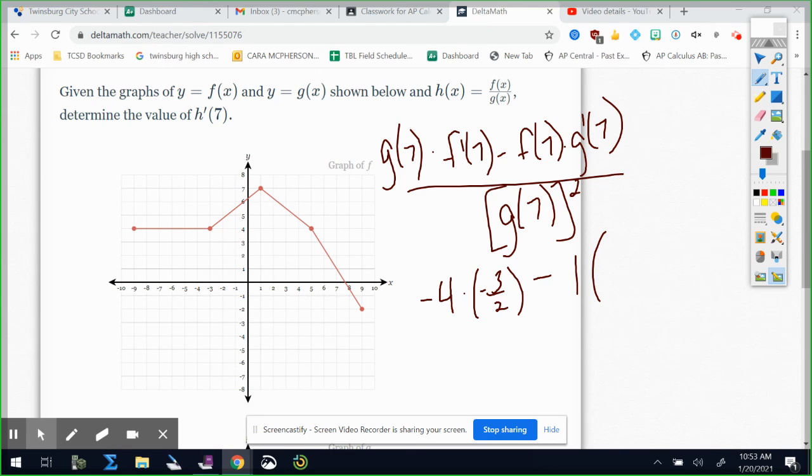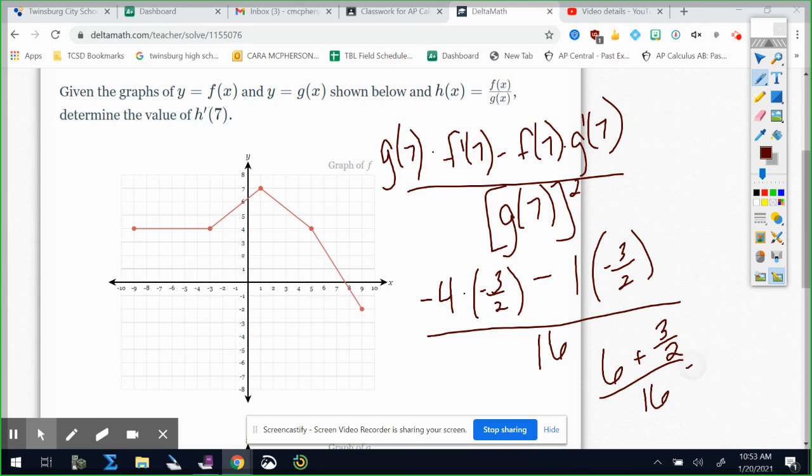g prime of 7 was also negative 3 over 2. They actually had the same slope at that spot. And then g of 7 was negative 4, and that needs to be squared, so that would be 16. So I'm going to end up with two negatives. Negative 4 times negative 3 halves gives me positive 6, minus a minus, so it's going to be plus 3 halves over 16. That's kind of a mess.